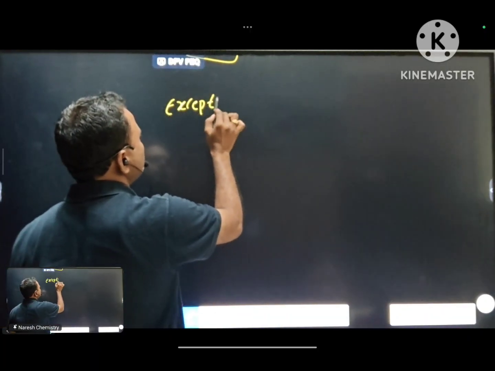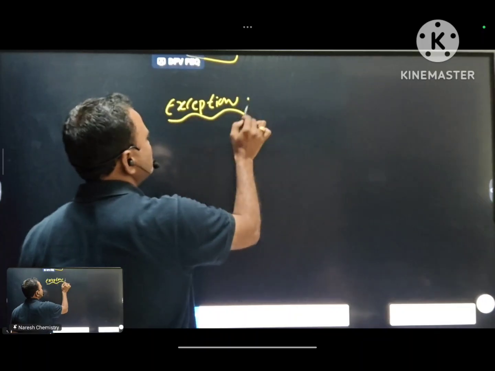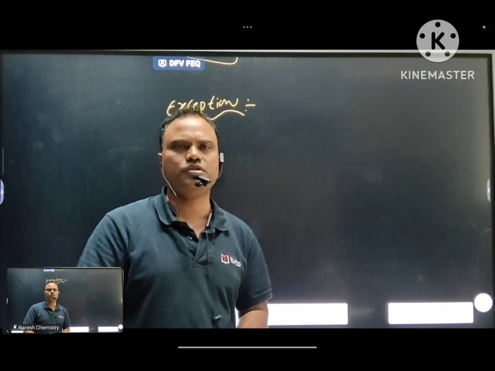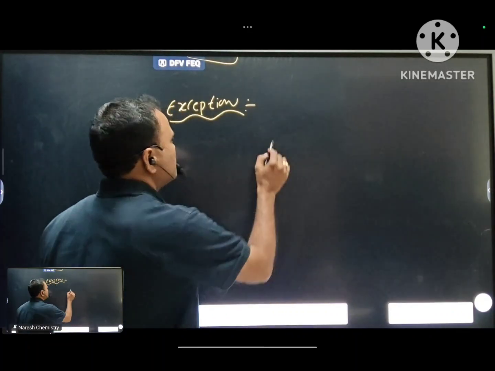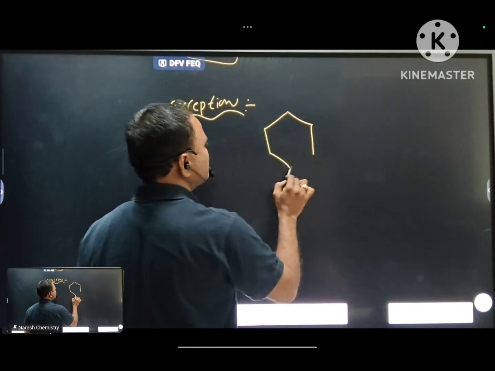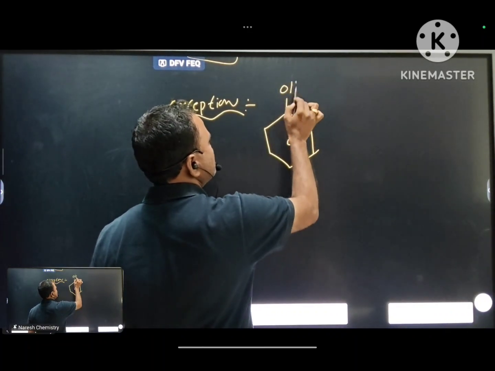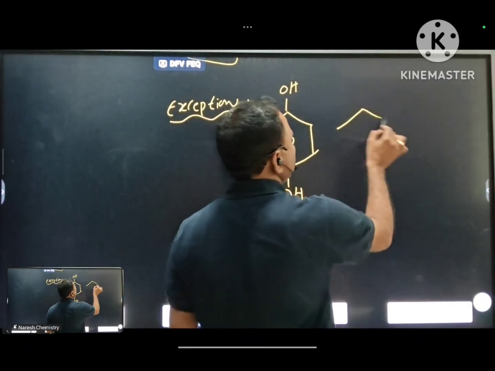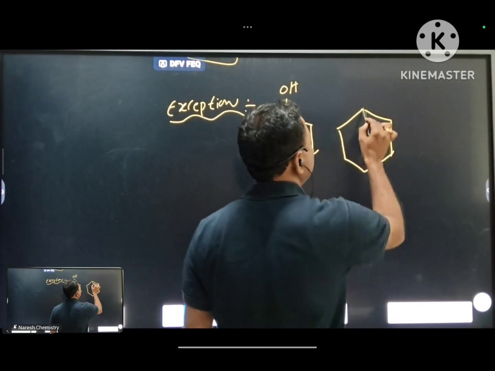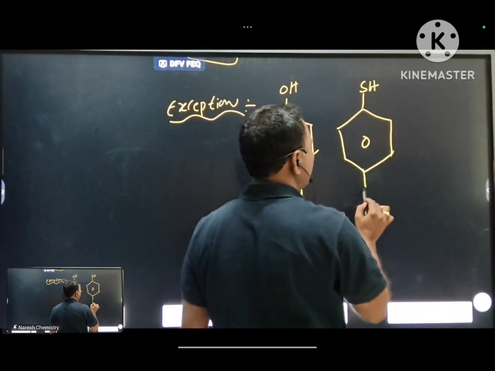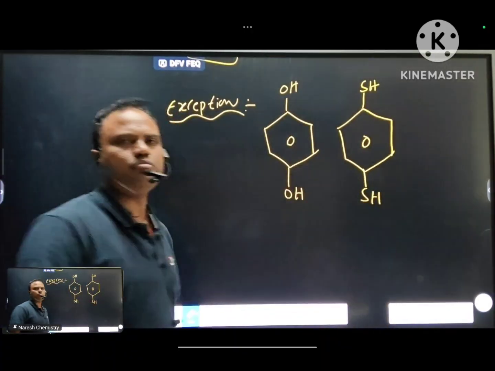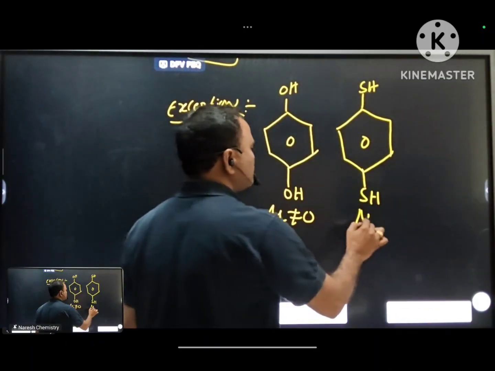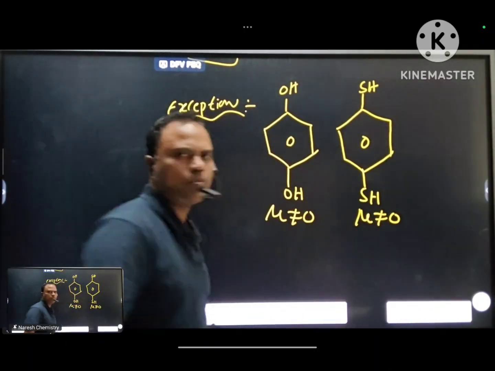In general, para disubstituted benzene or 1,4 disubstituted benzene has dipole moment 0 in most cases, 99% of cases. But see the exceptional case. This is para disubstituted only. This is also para disubstituted only. But these two compounds have dipole moment not equal to 0. Mu not equal to 0 here also.